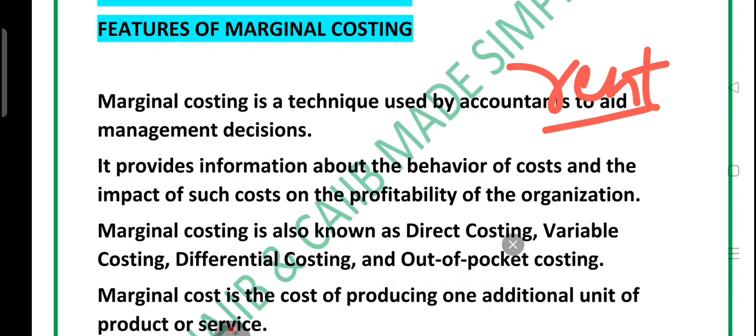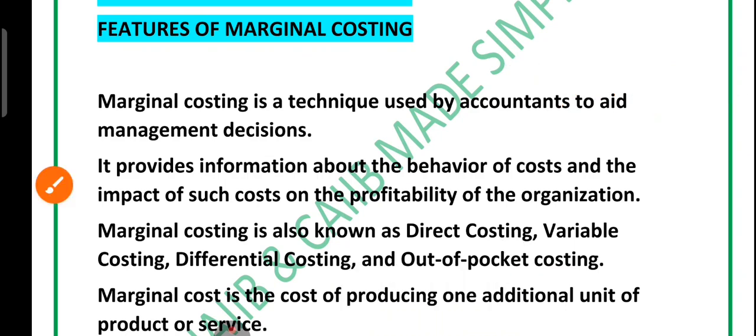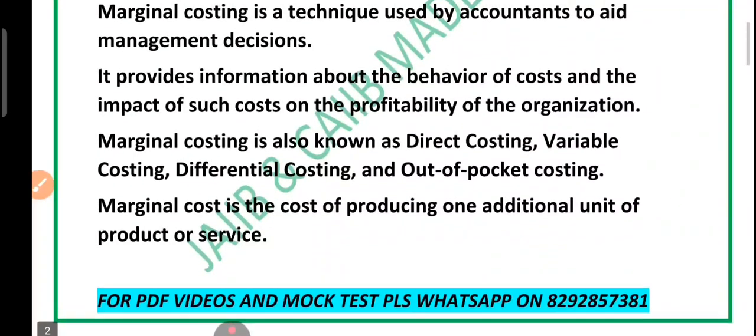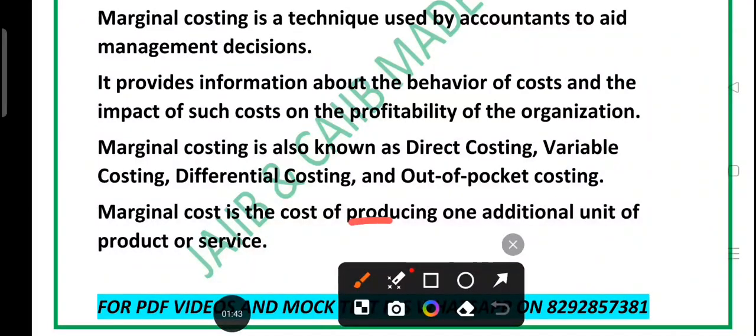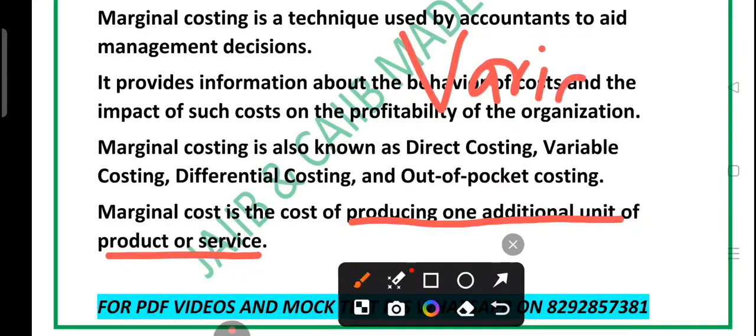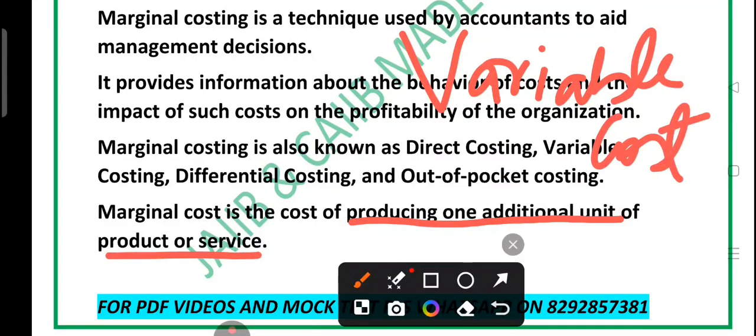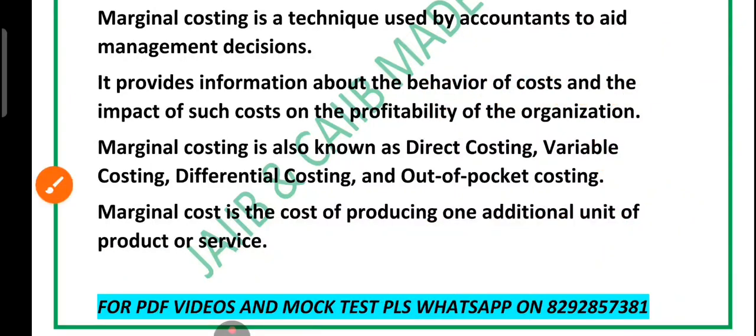So marginal costing is a method that focuses on those costs that change with production. There you can see the definition clearly written: cost of producing one additional unit of product or service. Which means marginal costing focuses on those costs that change with production, or in short we can call it variable cost. Marginal costing focuses on which kind of cost? Variable cost. Please remember it.